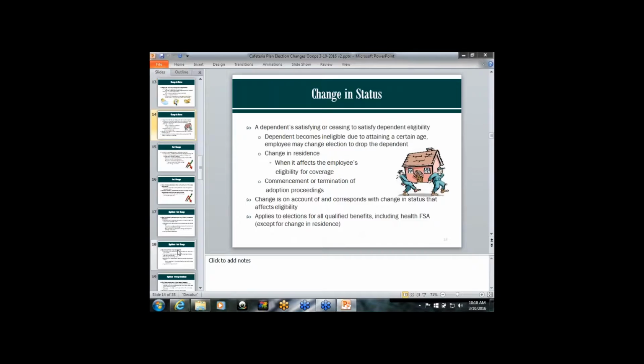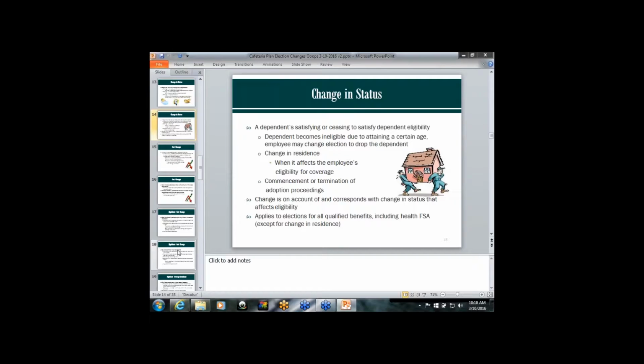So continuing with our change in status, when a dependent ceases satisfying eligibility requirements, and again, we know that now every dependent is eligible up to age 26, and we can't require them to be married or a full-time student, so that's a pretty limited change.